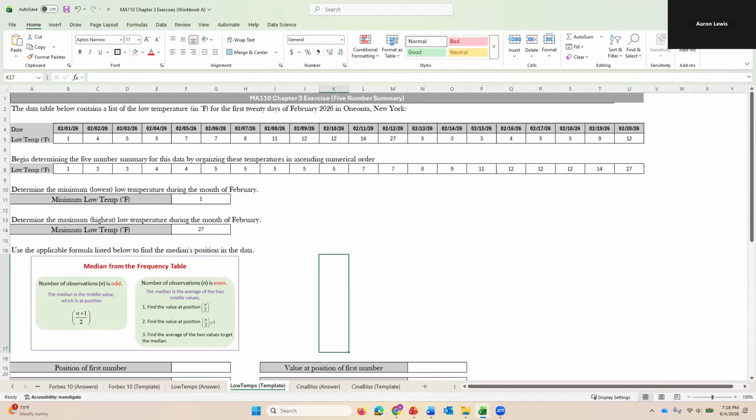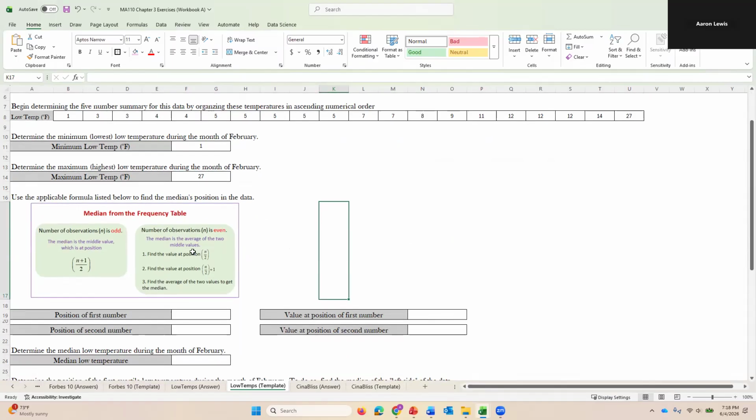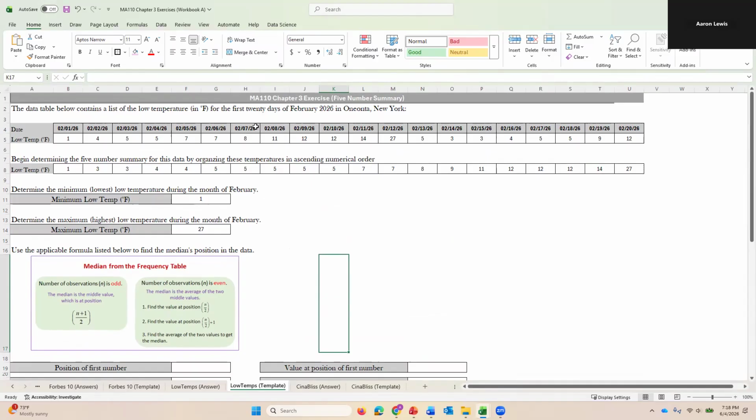And now we need to find the median. We can, if we want to, just keep crossing off both ends, working our way in until we find the middle point of the data. But you can also use these cheat formulas to get there, and it depends on if your number is odd or even. In this case, we have data for 20 days, which is an even number, so our number of observations is even, which means we actually have to find two values within the data, two positions, and then find the average of those two values.